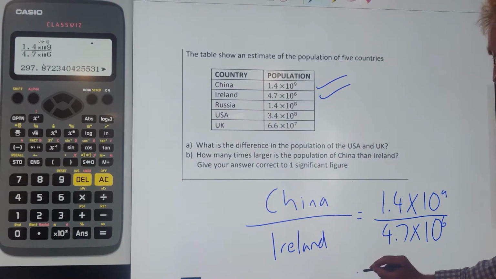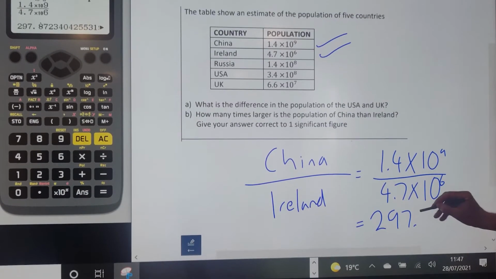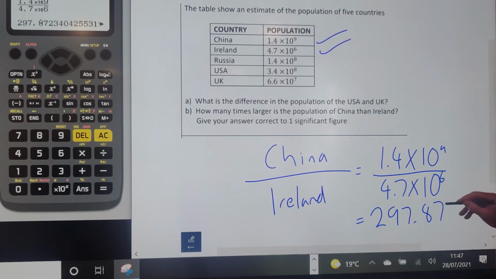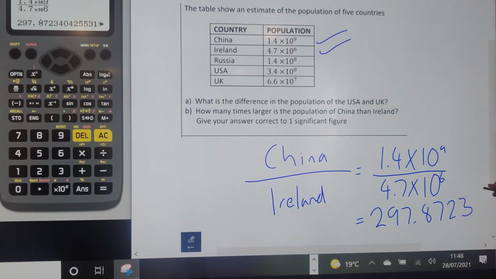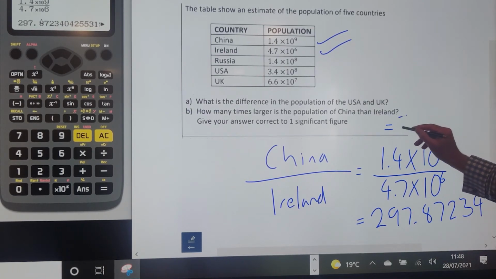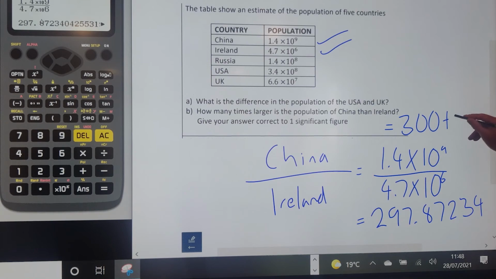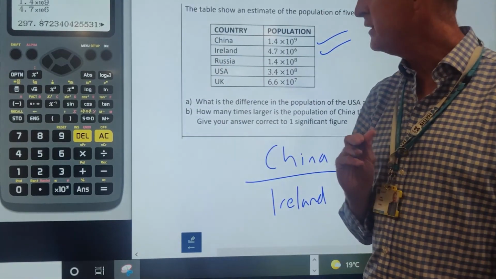So I can write down, showing my workings, the answer I've got on here. I'm not going to write down every single number on my calculator display, because it's going to go on, but I can write down the first couple of digits. Okay, that's my answer. If I want this to one significant figure, the answer is going to be, I'll write it up here, 300 times bigger. So hopefully that makes sense, and you're happy using those buttons on your calculator for standard form.